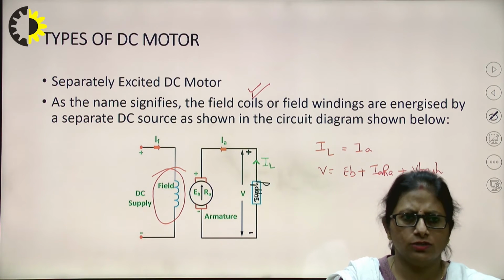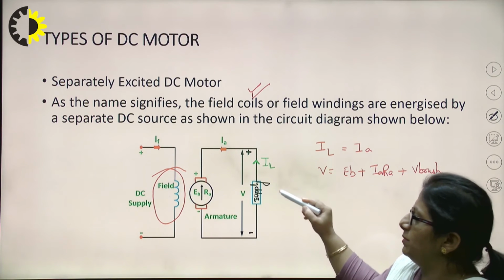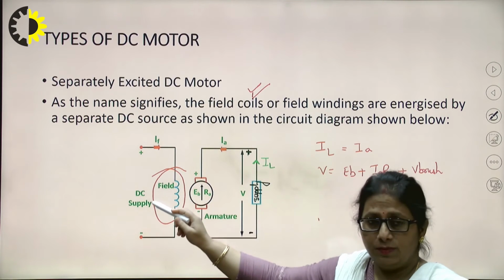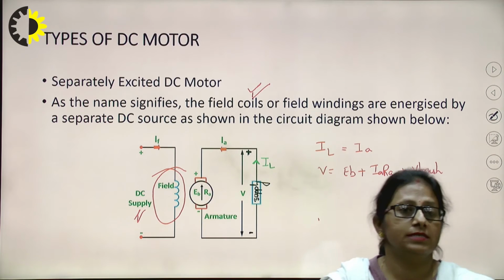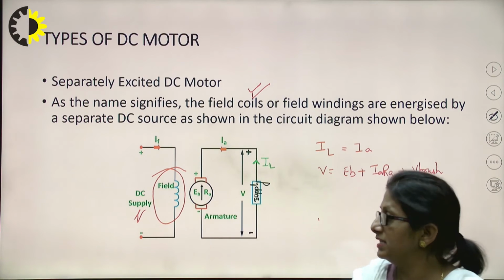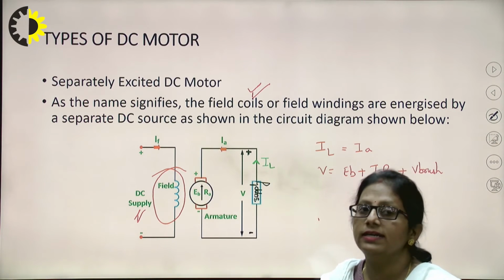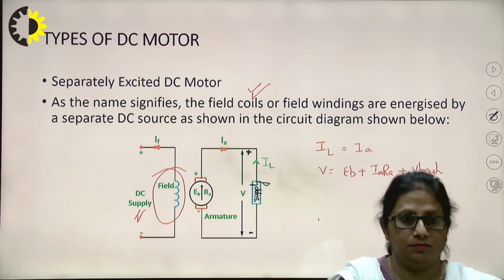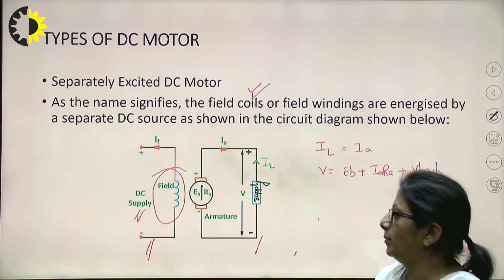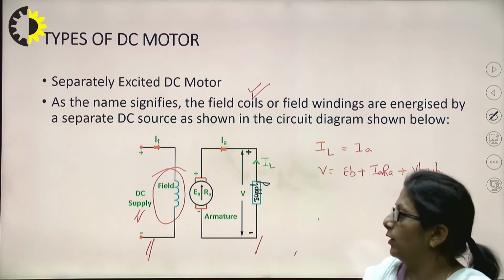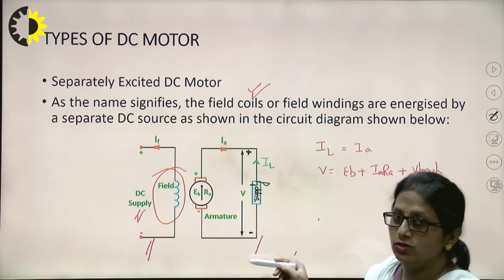So what are the relations? Now once again, here it can be seen the field is being supplied from a different DC supply, and also because this is a DC motor, I must be saying it is being fed. A separately excited DC motor is a doubly excited system. We are going to excite the field as well. We are going to excite the armature as well, right? We are going to give a DC supply to the armature, right?